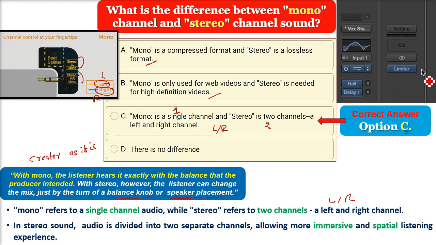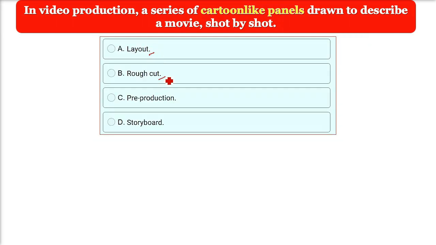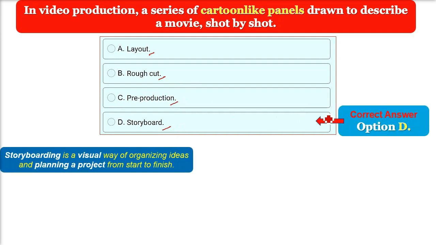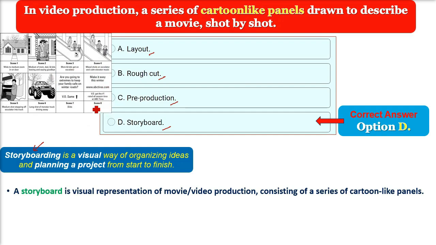In video production, a series of cartoon-like panels drawn to describe a movie shot by shot. What is the correct option? The options are layout, rough cut, pre-production, and storyboard. The correct option is option D, which is storyboard, or storyboarding is a visual way of organizing ideas and planning a project from start to finish.